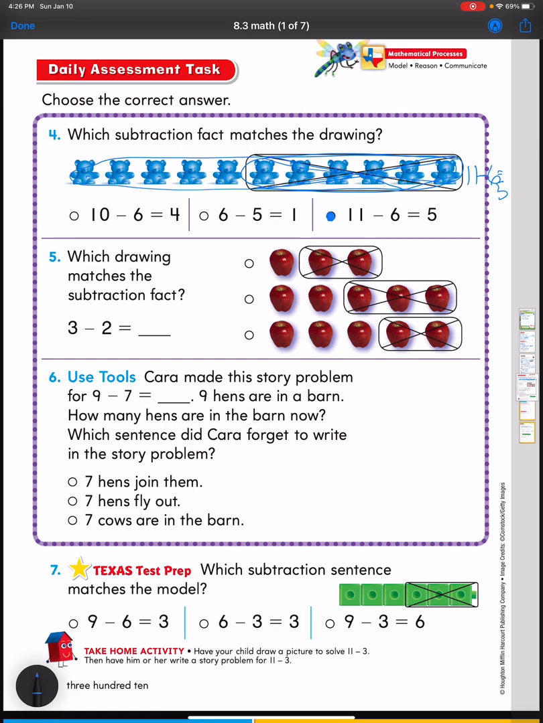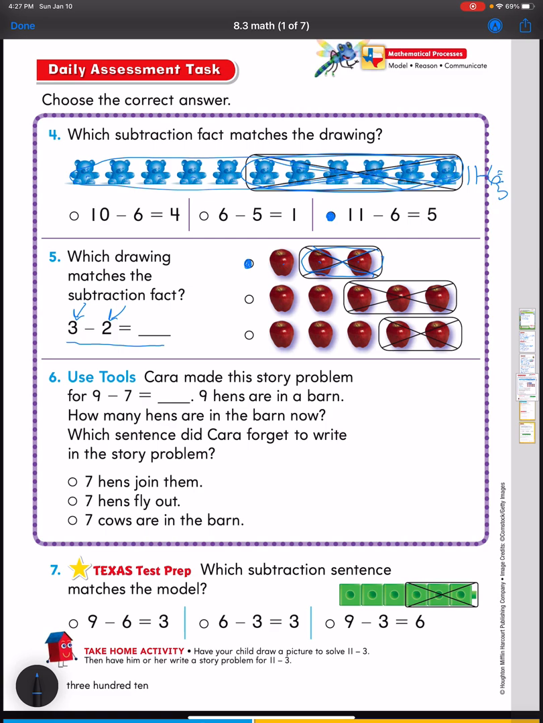Number 5, which drawing matches the subtraction fact 3 minus 2 equals? So this is what I start with, the 3, and this is what I subtracted or took away. So I see that this picture right here has 3 apples with 2 of them being subtracted and taken away.